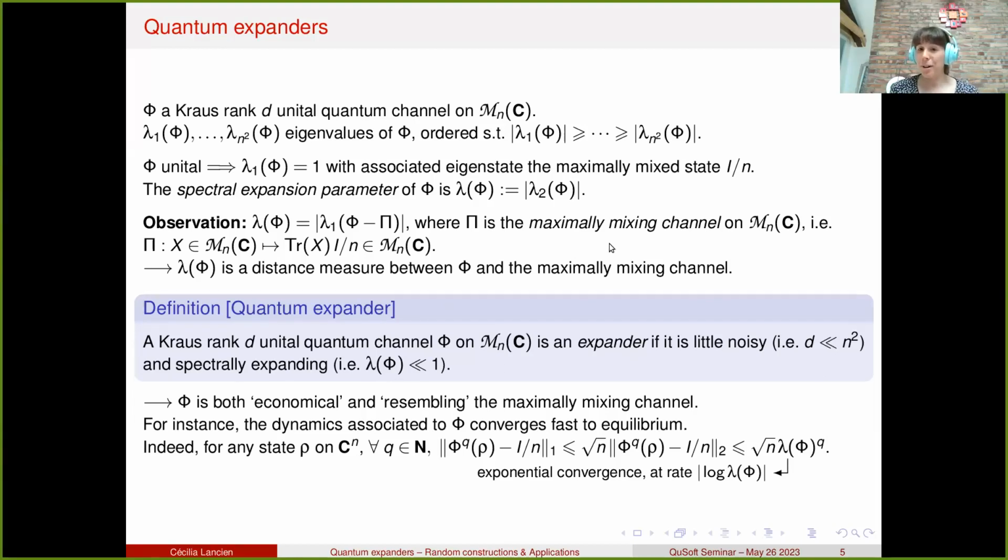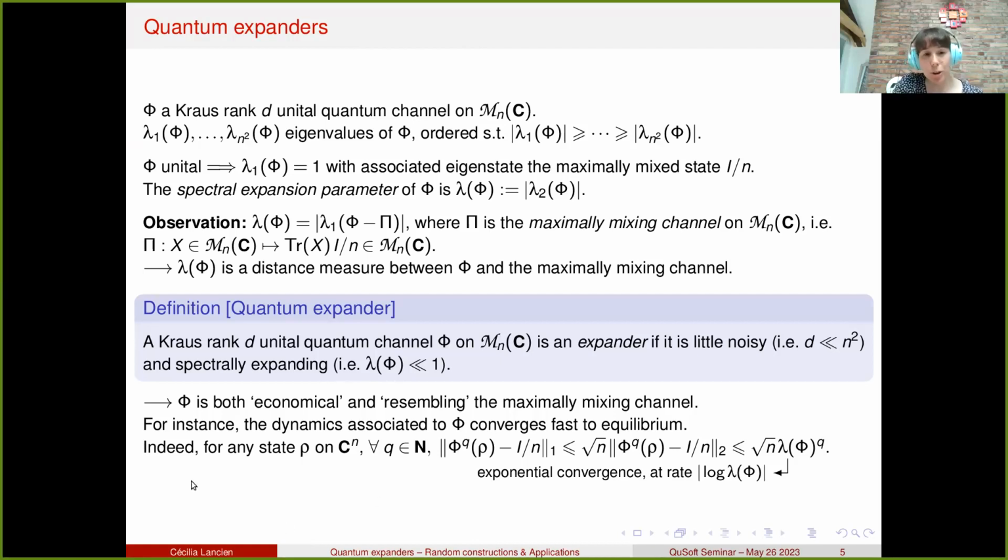But at the same time, even if it has this very small Kraus rank, it is close in this sense to the maximally mixing channel because it has a spectral expansion parameter which is small compared to 1. And again, I mean the same interest for this kind of object as in the classical case. So you have this economical version of the maximally mixing channel, that exhibits a dynamics that is converging very fast to the maximally mixed state.